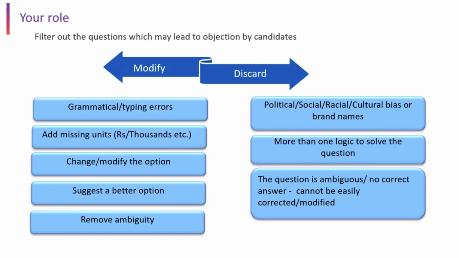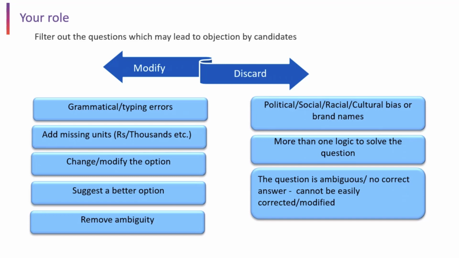There are instances where you can suggest to discard the question. If you see the question has some political, social or racial biases, or it has some brand names, you can completely discard the question if you think it cannot be easily changed. But please do not let any kind of bias or any kind of brand names go into the paper at all. We cannot manage that, and later on it creates a lot of issues for us after the examination.